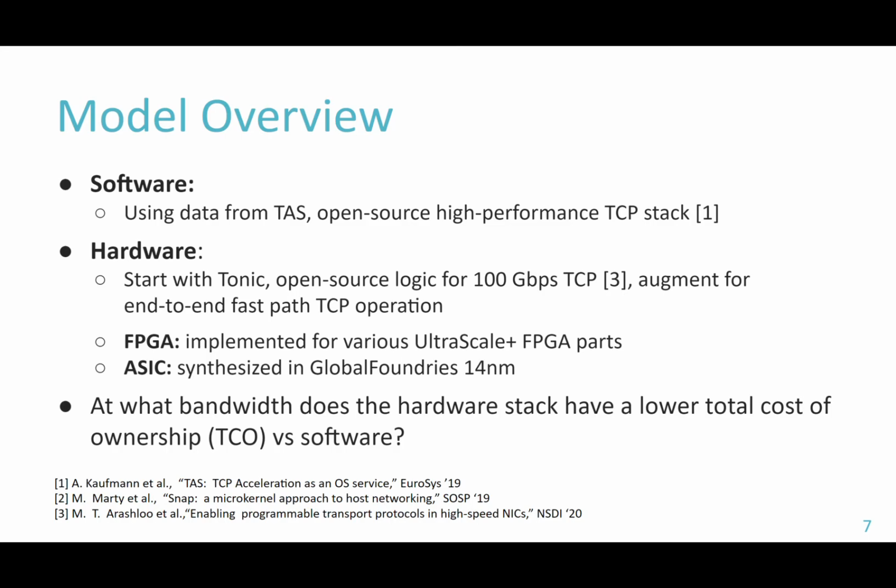For FPGA data, we then implemented this design on various UltraScale Plus FPGA parts, and for ASIC, we synthesized it in GlobalFoundries 14 nanometer. For software, the bandwidth is estimated from data in the TAS paper, and for hardware, we estimate the bandwidth by multiplying cycle time by a given packet size, since the hardware outputs one packet header every cycle. The question we wanted to ask with our model is: at what bandwidth does the hardware stack have a lower total cost of ownership versus the software stack?